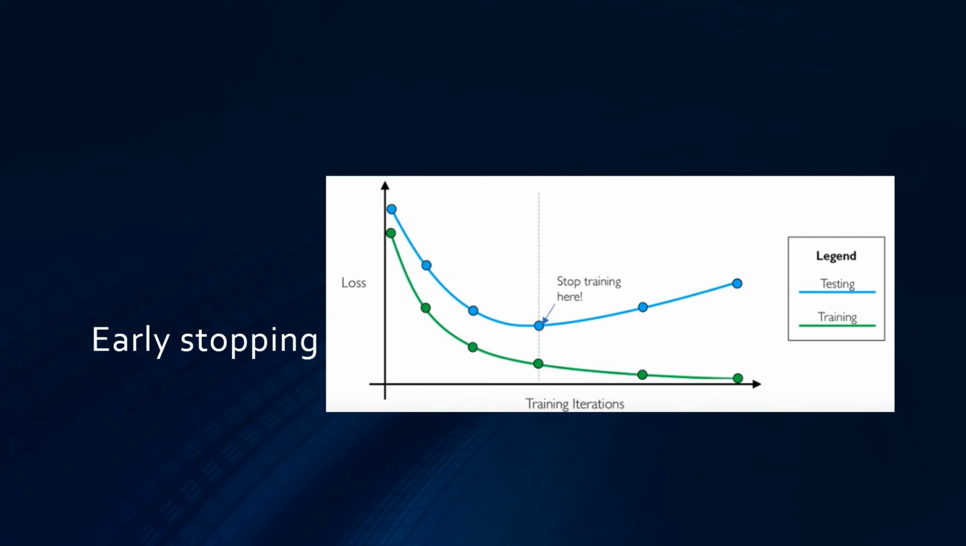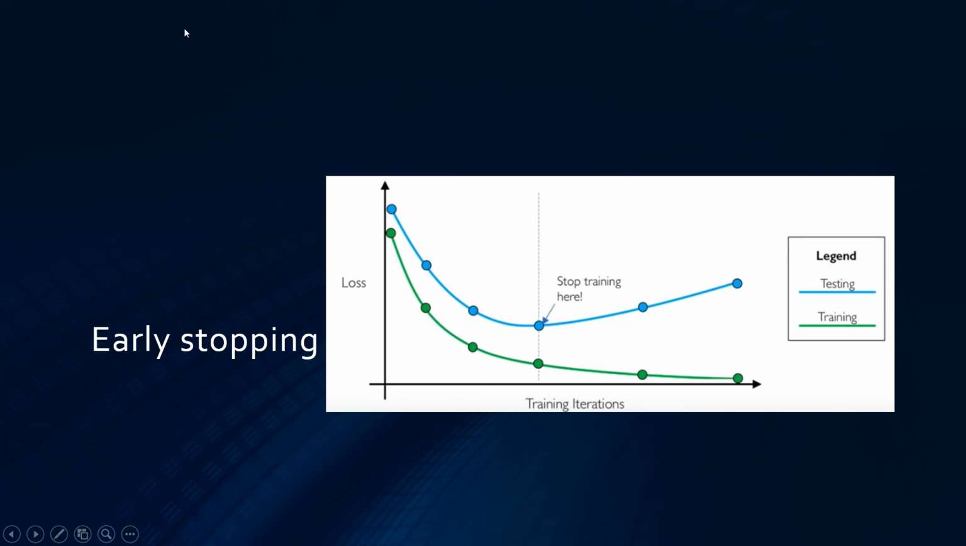So another simple technique that we can use in order to get rid of this overfitting is called early stopping. So in this early stopping, what we are going to do is stop the training of the model when it is going to overfit the data. That means we are going to stop training the model when the testing error is getting worse.